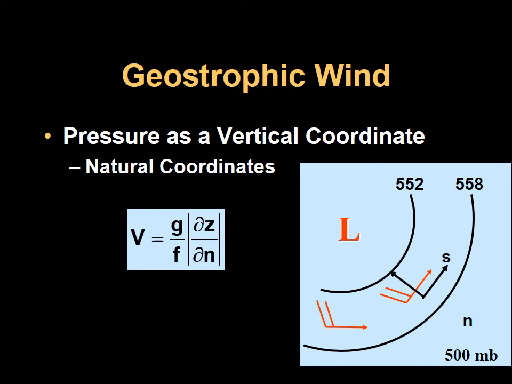How much does it change? How many meters? So in this case, z would be in meters, meters of change in height over the n direction, and n direction is also measured in meters. So actually z over n cancels each other out as far as units. Gravity is in meters per second squared and f is in per second. So the seconds cancel out, at least one of the seconds, and you're left with meters per second, which is the units that we use for the wind speed. It's meters per second, or you can change that to miles per hour if you like, or you can even convert that to knots.